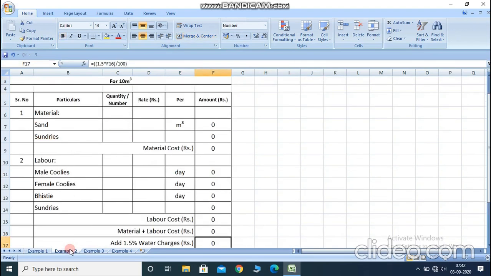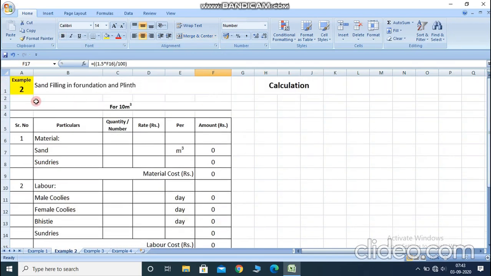Now next, example number 2. In example number 2 we discuss sand filling in foundation and plinth. So in this example we take 2 parts. First is the material part and second is the labor part. In the material part we require sand. As sand filling material, we require only sand, so sand is the important material.